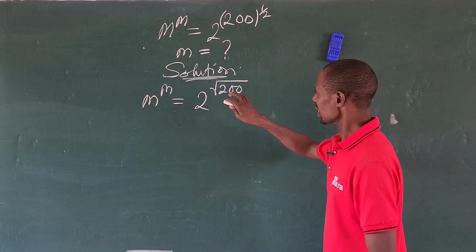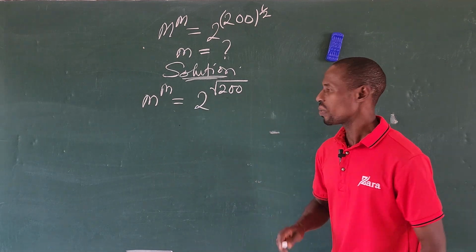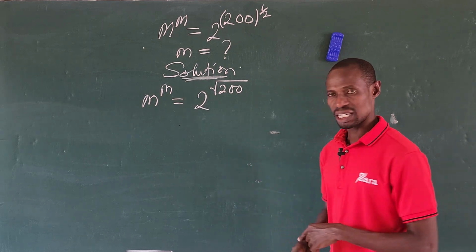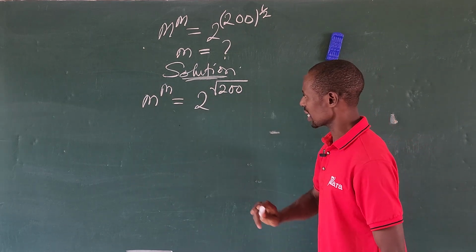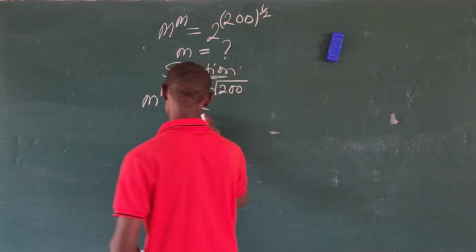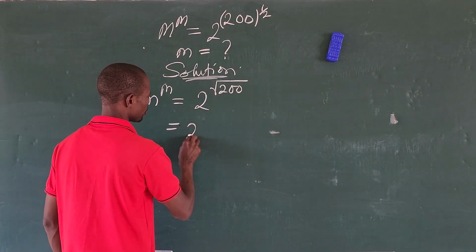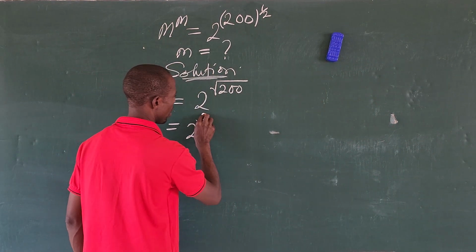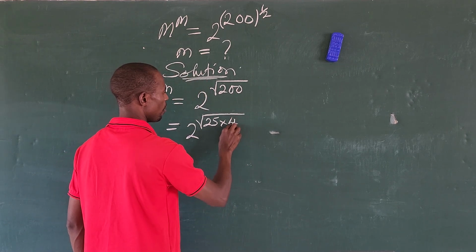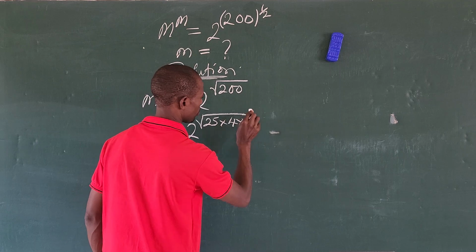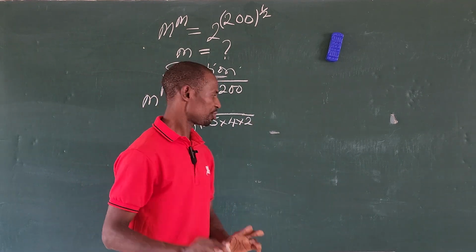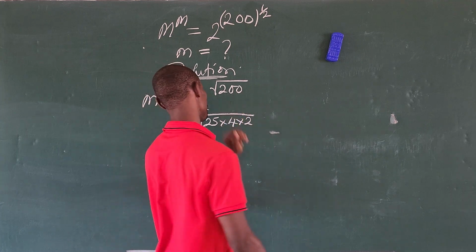Okay, so let's simplify 200. We can rewrite 200 as 25, which is a perfect square because this is a square root sign, times 4 times 2. Let's go ahead and rewrite this. This will give us 2 to the power of the square root of 25 times 4 times 2, because we know that 25 times 4 gives us 100, and 100 times 2 gives us 200.